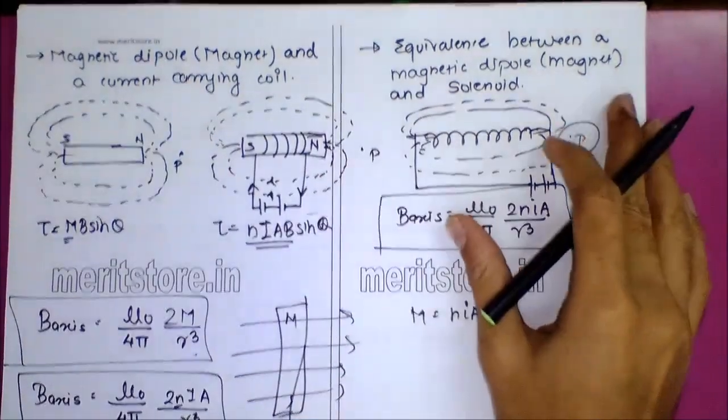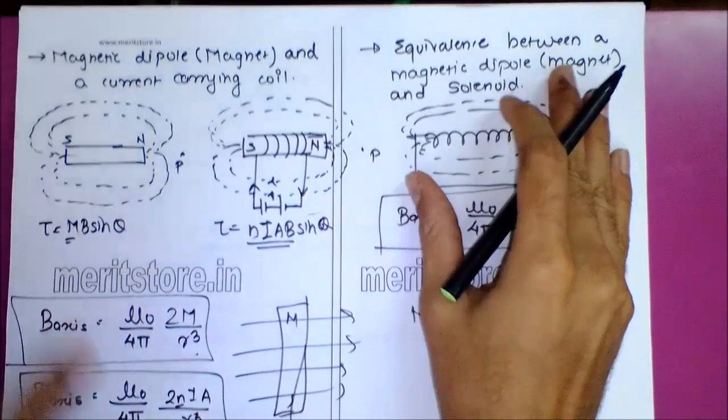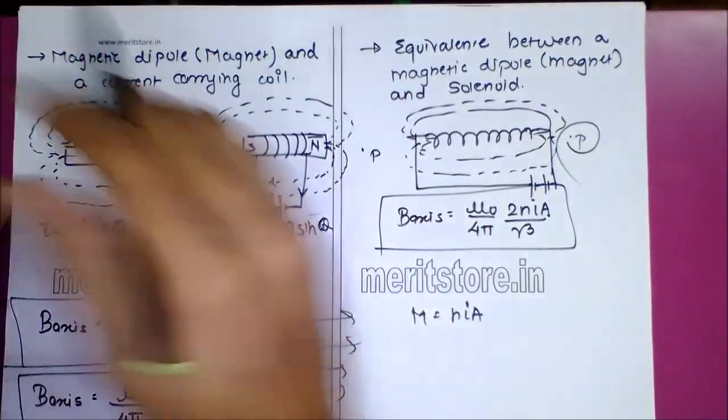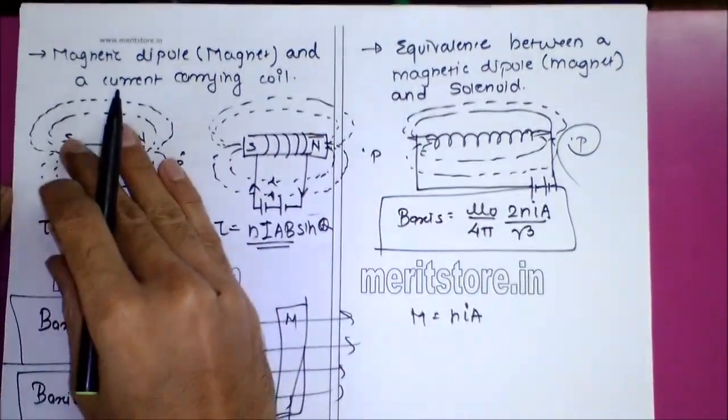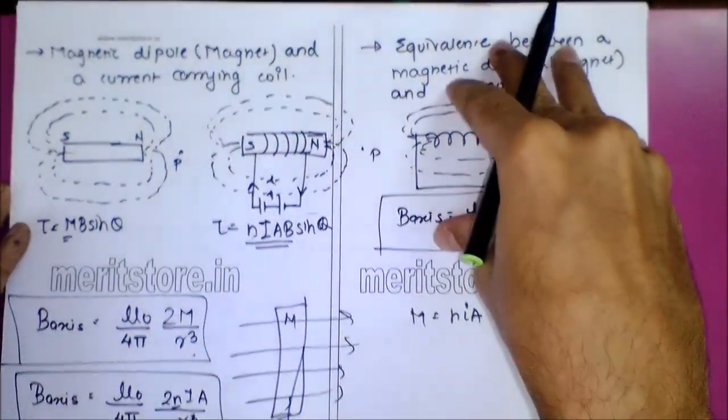So we have three things to compare. One is a simple magnet, one is a current carrying coil, and another is a solenoid. So here the magnetic field lines of force are the same. Here also we get magnetic lines of force. Here also we get magnetic lines of force.